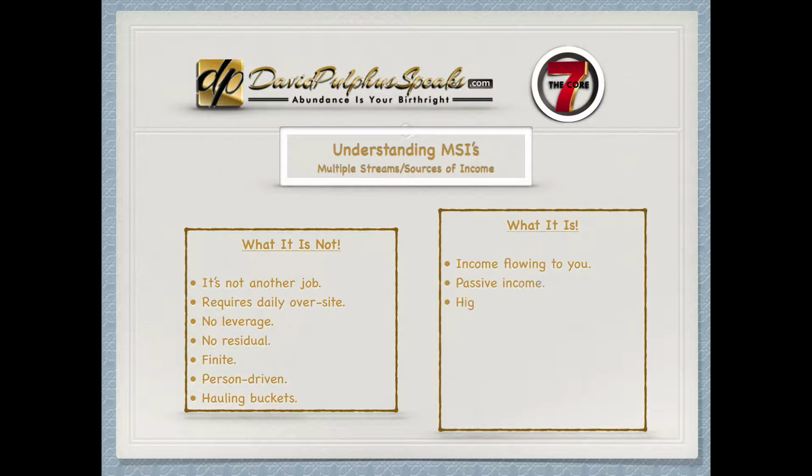Now, what it is: income flowing to you. It's passive income. It's highly leveraged. It's residual. It's limitless. It has varying types of amounts, being quantity and dollar amount. It's automation driven, and it is a bad boy pipeline.